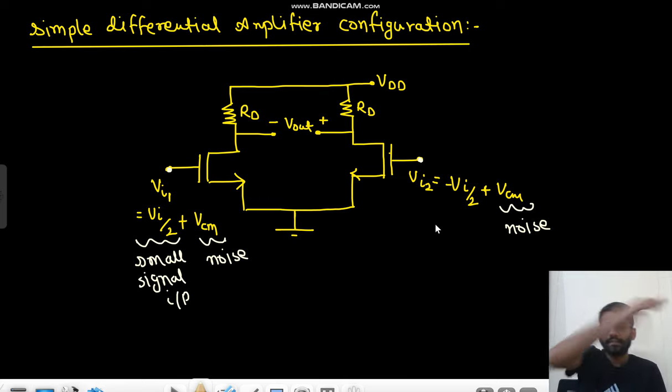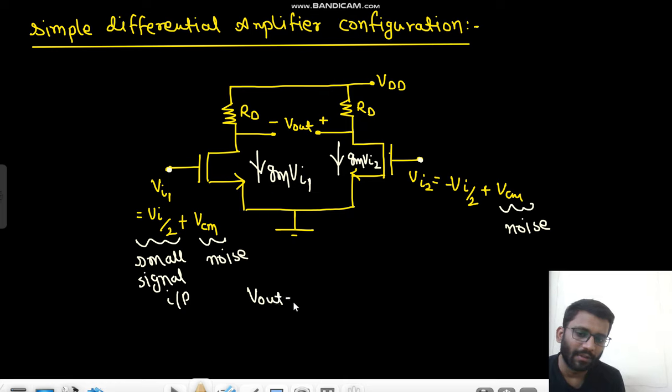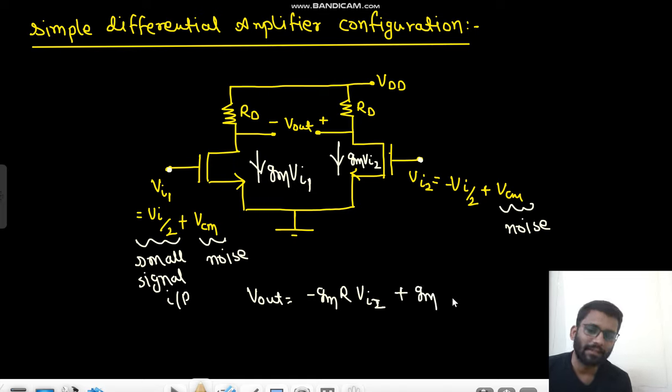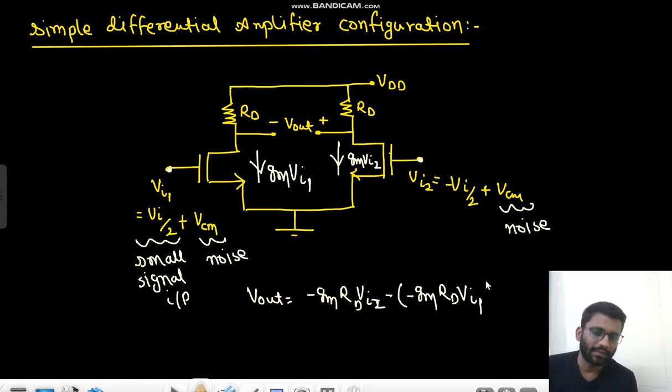Hello everyone. Now we will see the analysis of a simple differential amplifier. Okay, so we have to calculate the V out value. So let us call this one VI1. What will be the current here? GM VI1, right? And what will be the current here? GM VI2. So what will be your V out? V out will be minus GM RD VI2. Right, here the gain will be minus GM RD VI2 plus GM RD VI1. Differential gain we are talking about. V0 is this voltage minus GM RD into VI2 minus this voltage. This is also negative. So I should write it like this only: minus of GM RD VI2.